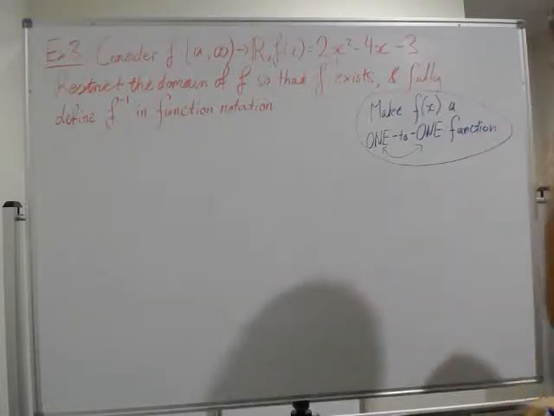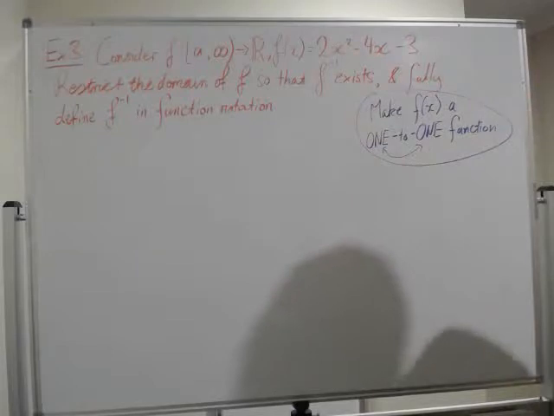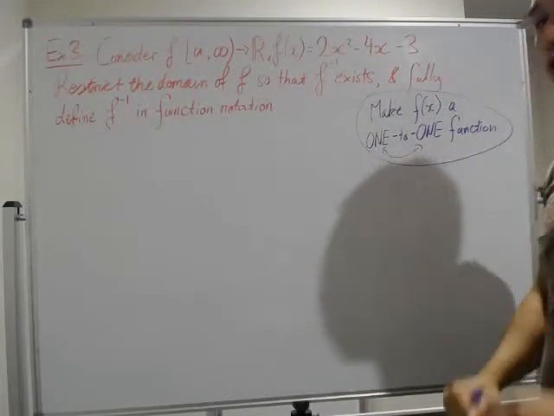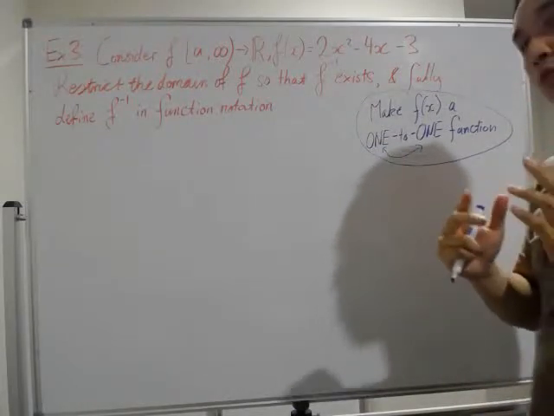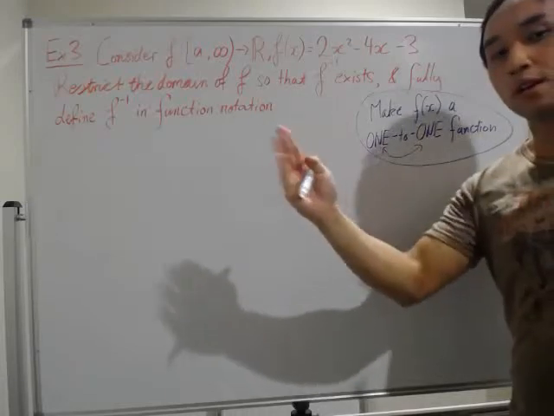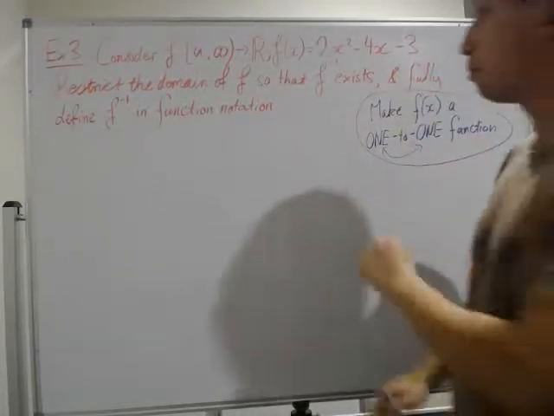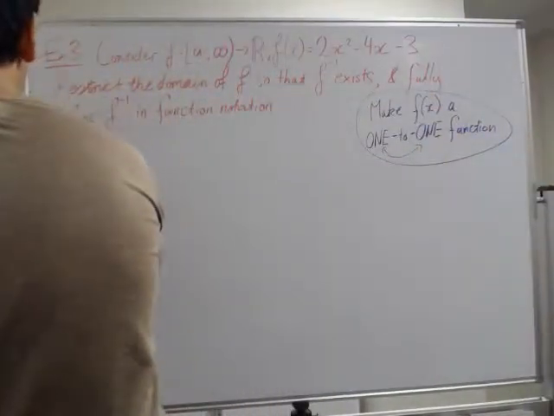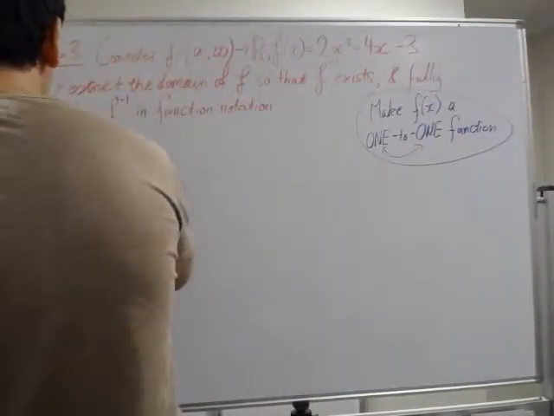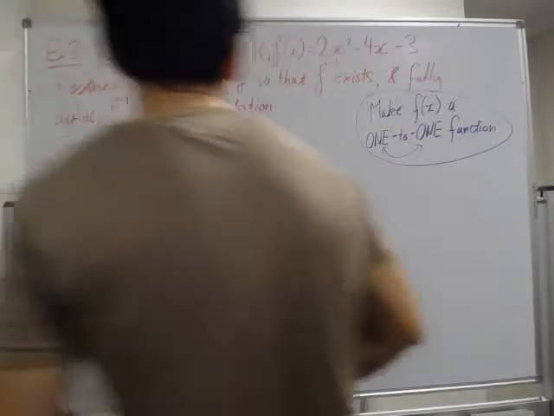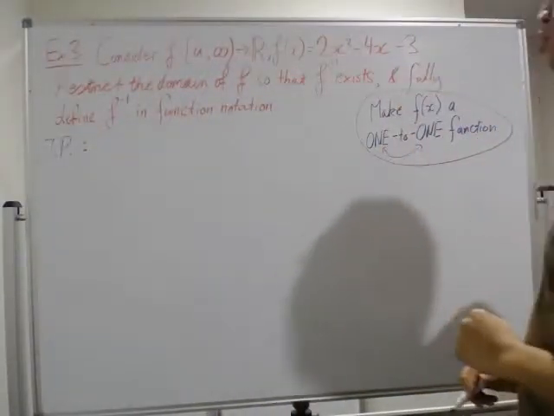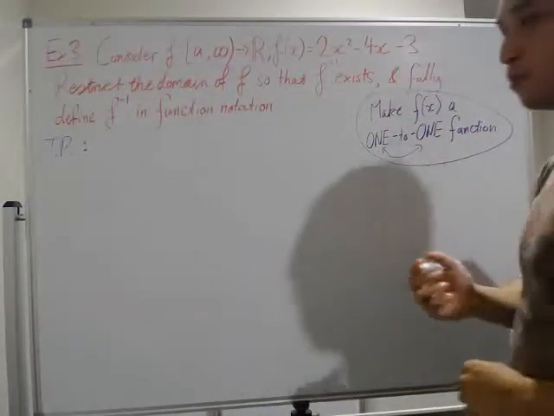So what do we need to do here? We recognize this is a parabola, and if you're trying to make a parabola a one-to-one function with the maximum domain, then what you want to do is restrict this at the turning point. If you want to find the turning point, and you're given our function in polynomial form, you might just want to use the axis of symmetry.